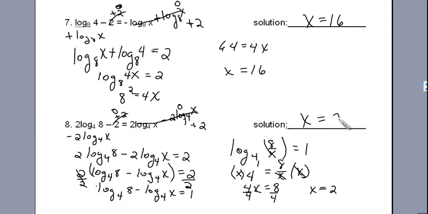Now that one took a lot of steps. You don't necessarily have to show them all, but you do have to show me enough for me to know that you know what you're doing.